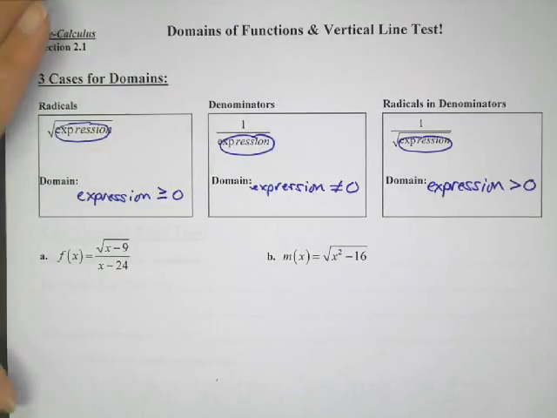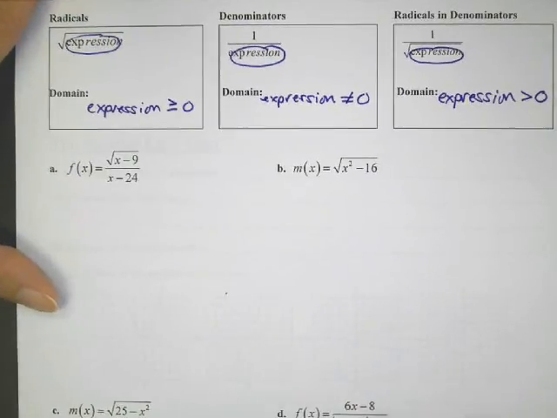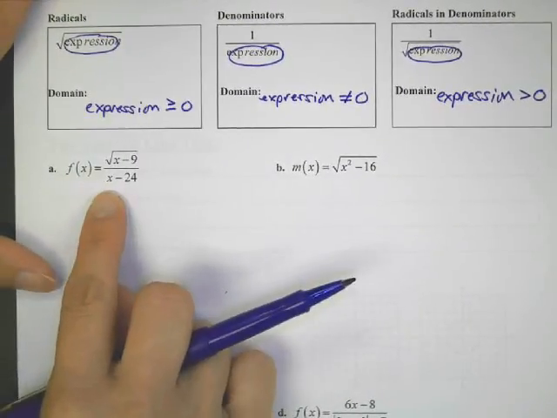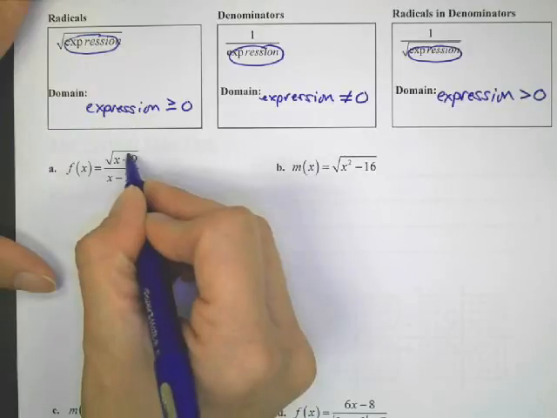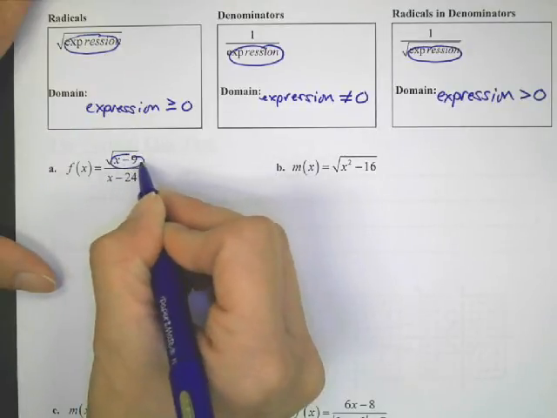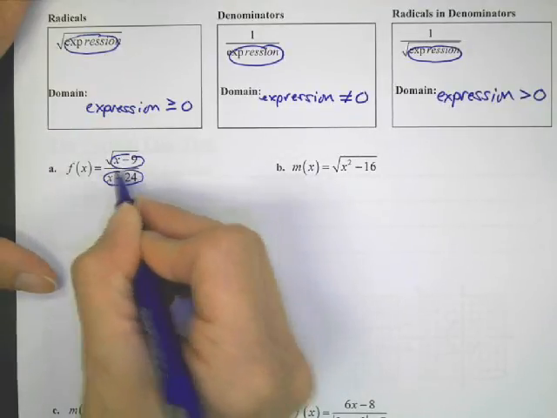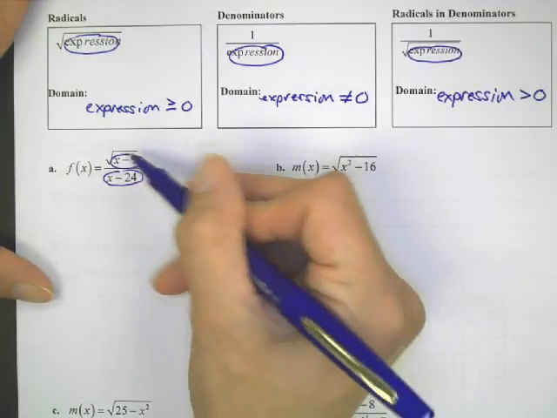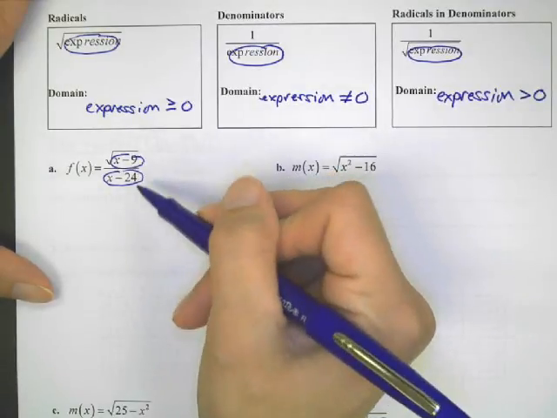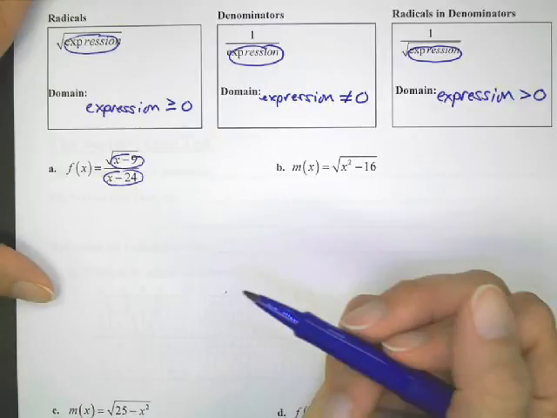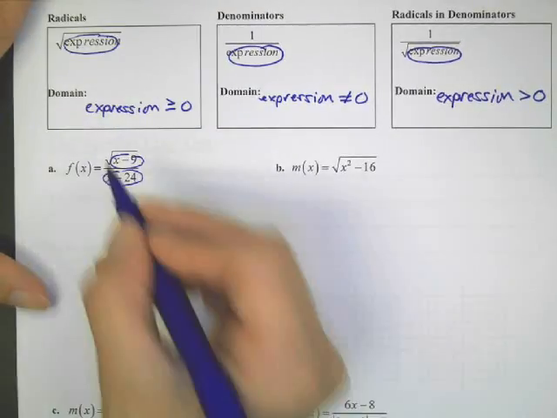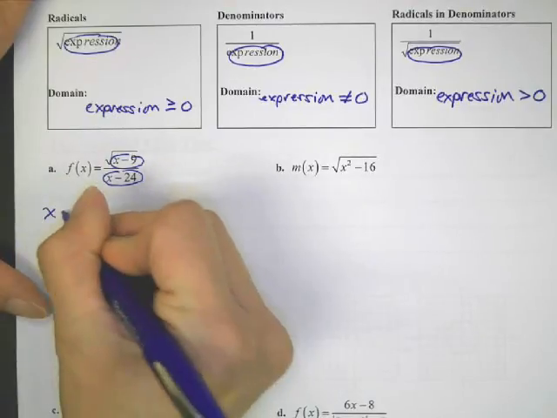Okay, so let's take a look at a couple of problems here that have a lot of stuff going on. This first example here, I noticed that there's a radical. Oh, but wait a minute, I also noticed that there's a denominator. So should I consider the radical expression or the denominator expression? And the answer is both.